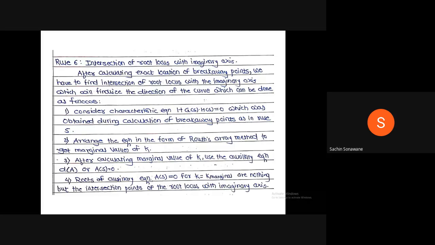Now, intersection of root locus with the imaginary axis. Imaginary axis means y axis. After calculating the exact location of breakaway points, we have to find the intersection of root locus with the imaginary axis, which will finalize the direction of the curve, which can be done as follows. Consider the characteristic equation 1 plus G of S into H of S is equal to 0, which was obtained during calculation of breakaway points, as in rule 5. Arrange the equation in the form of Routh's array.